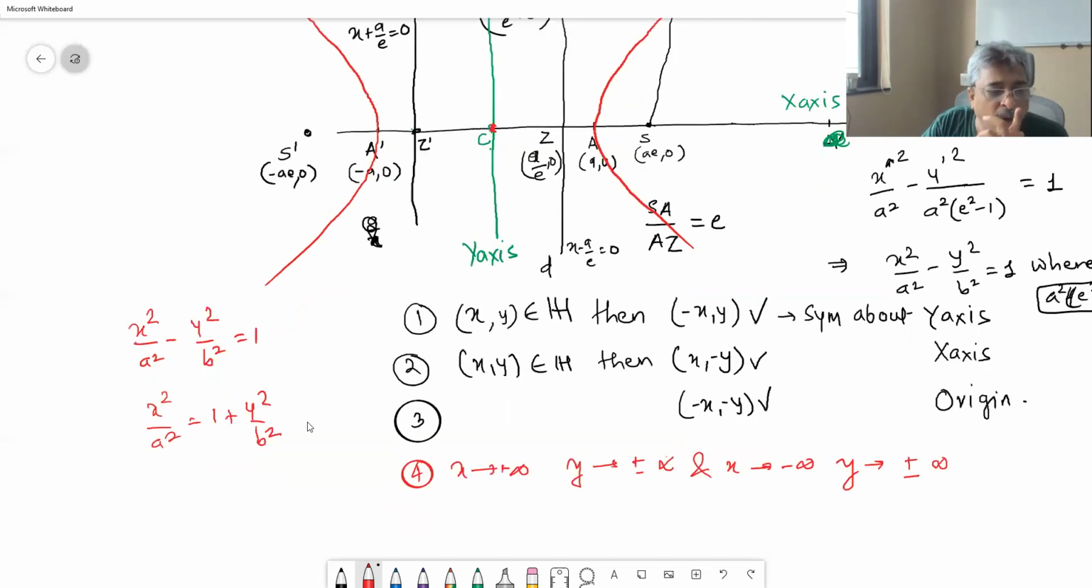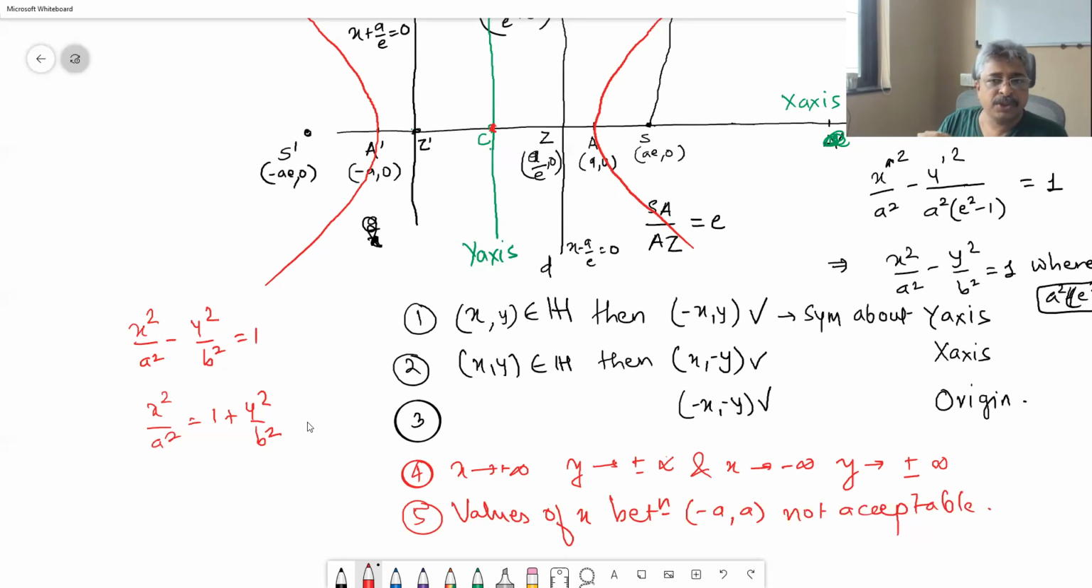Okay, now if we put values of x between a and opposite of a, what happens? If x is smaller than a, then will I be able to get 1 eventually? Suppose y is equal to 0 on x-axis, if I put value of x is equal to say 0, I don't get a point. So origin is not on the curve, nor are values of x between minus a to a acceptable, because you will not be able to produce 1 out of it. Not only on x-axis, but anywhere. That is what is important.